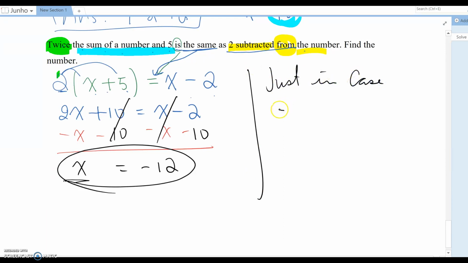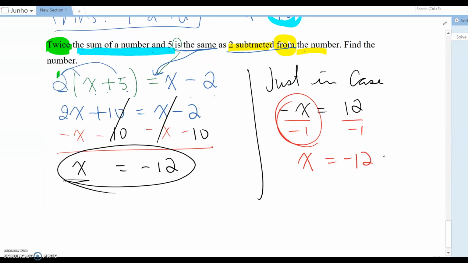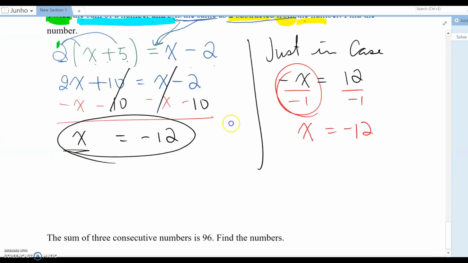But just in case, what if you got negative x equal to, such as 12, like that? Then, because it is not single x, it is negative x, you must divide by negative 1 and then make this the positive power. Otherwise, your answer is not right. Okay? Now, next one.